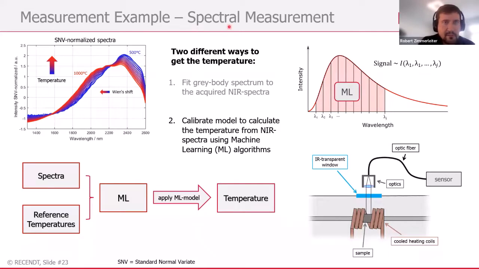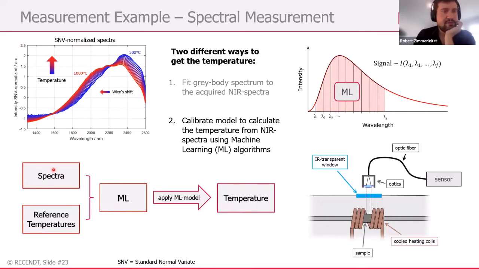So another measurement example of how to extract temperature from this acquired spectra is to calibrate a model from the near-infrared spectra using machine learning algorithms. For this, the spectra are usually pre-processed. Here in this case, I show on the top left SNV normalized spectra, which completely removes the absolute intensity and shifts the focus more onto the spectral shape. Here we can see the band shift rather clearly from blue to red. It shifts towards shorter wavelength.